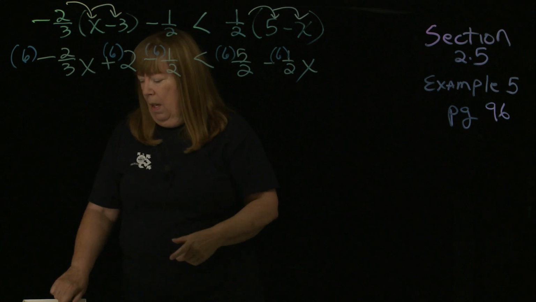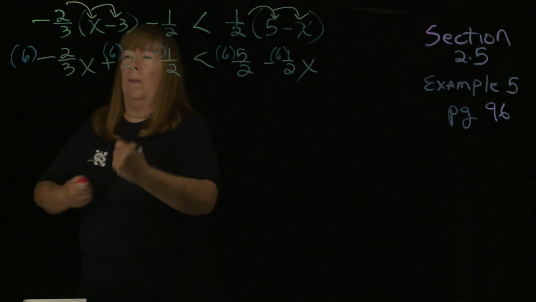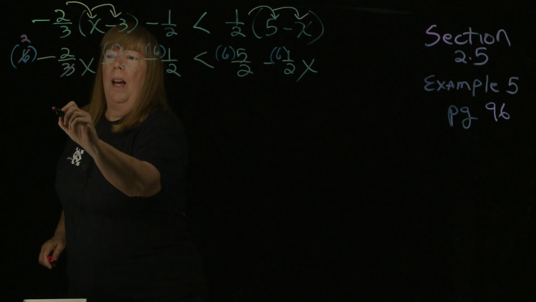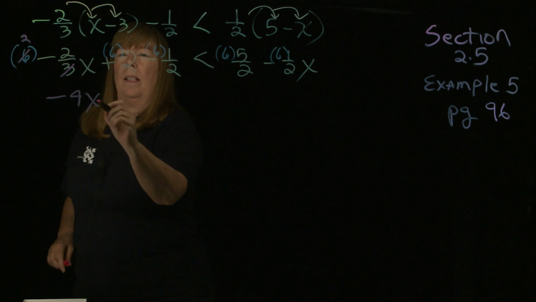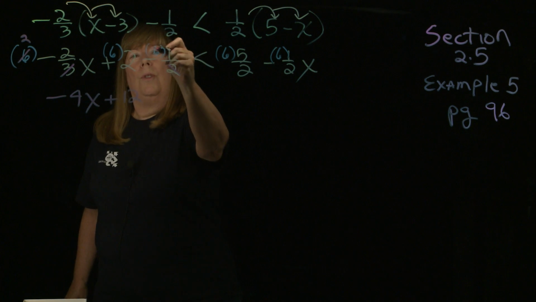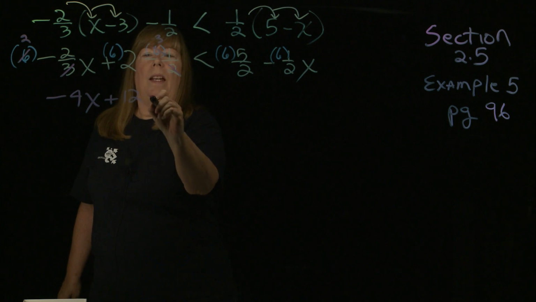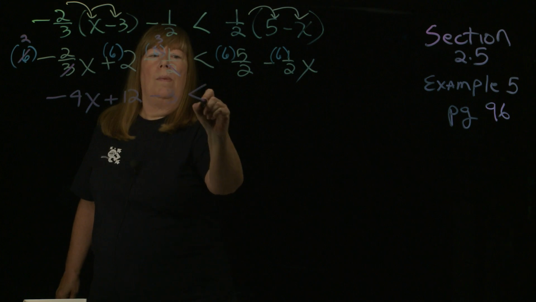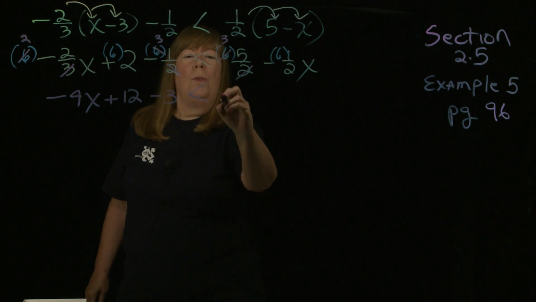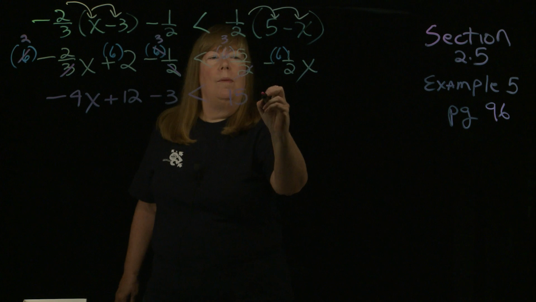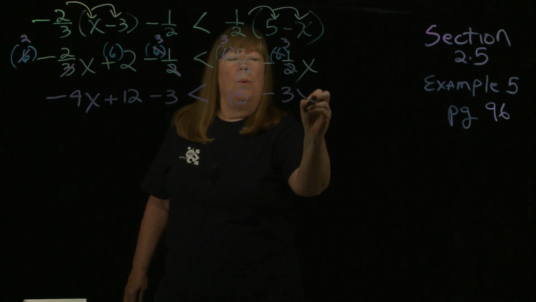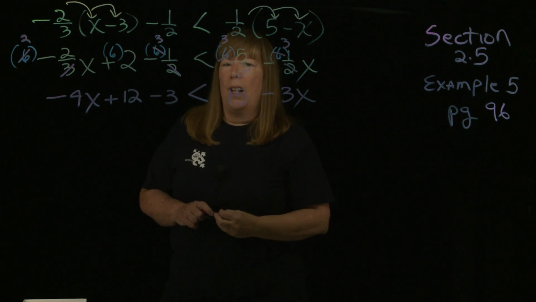Okay, so here we go. 3 goes into 6 twice. 2 times negative 2x is negative 4x. 6 times 2 is 12. 2 goes into 6 3 times. That gives us minus 3. Is less than. 2 goes into 6 3 times. 3 times 5 is 15. 2 goes into 6 3 times. Minus 3x. And voila, the fractions are gone.